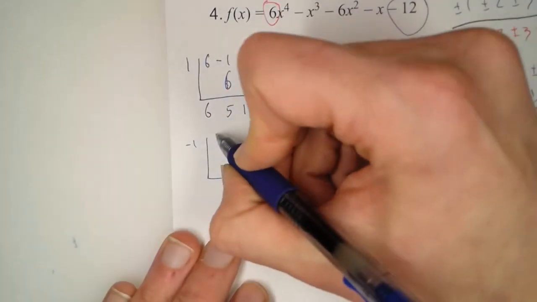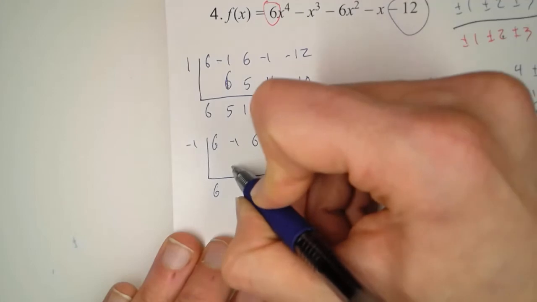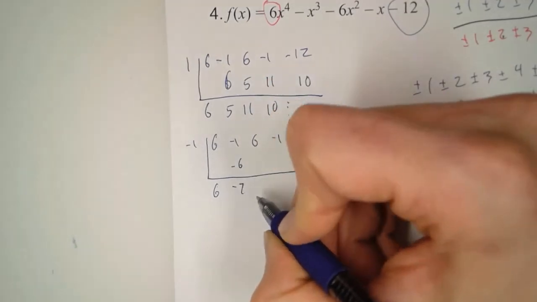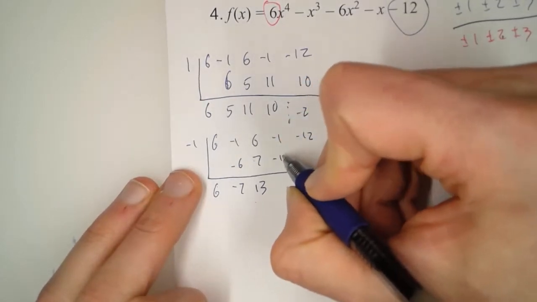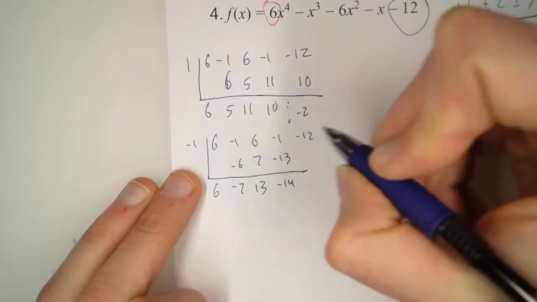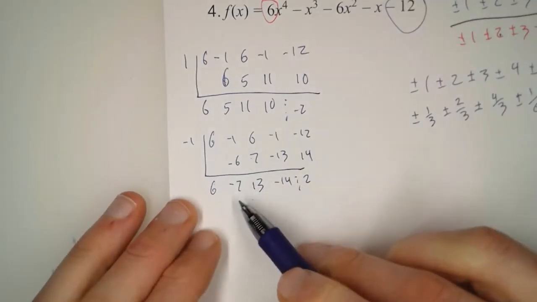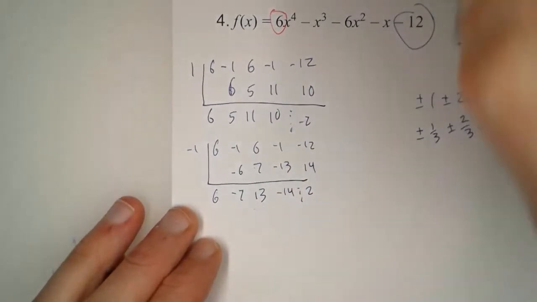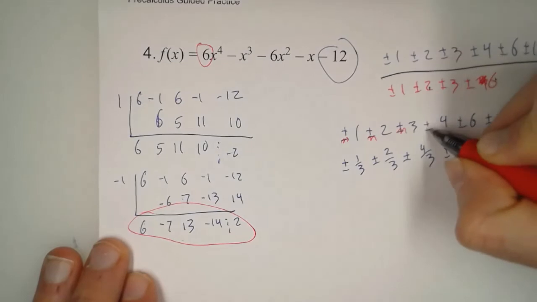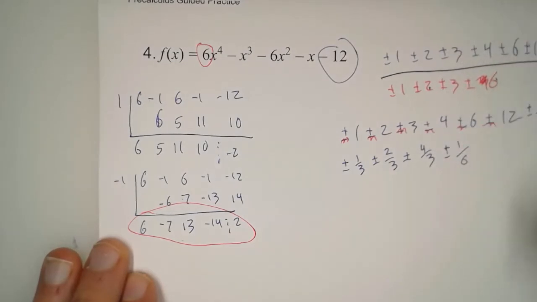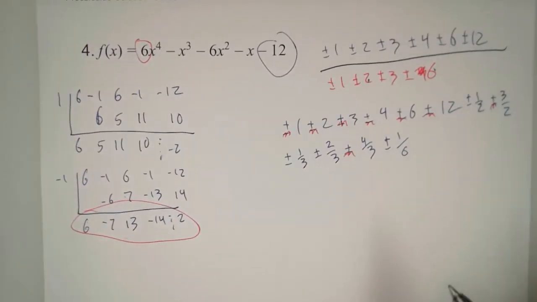So let's try -1. So bring down the 6, which is multiplied by -1 is -6. So we get -7 times -1 is 7, which is 13. -13 is -14 times -1, which is 14, which is 2. Aha! So here we go. Plus, minus, plus, minus, plus. Right there. -1 is too small. So that means anything less than -1, we're not going to look at. So that gets rid of quite a few of these numbers right off the bat.